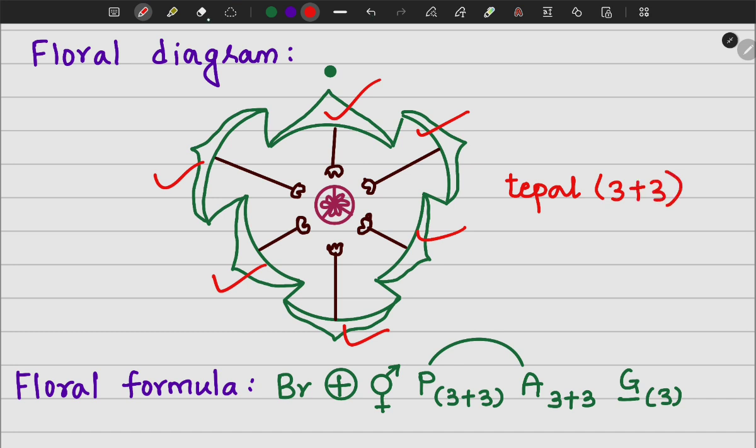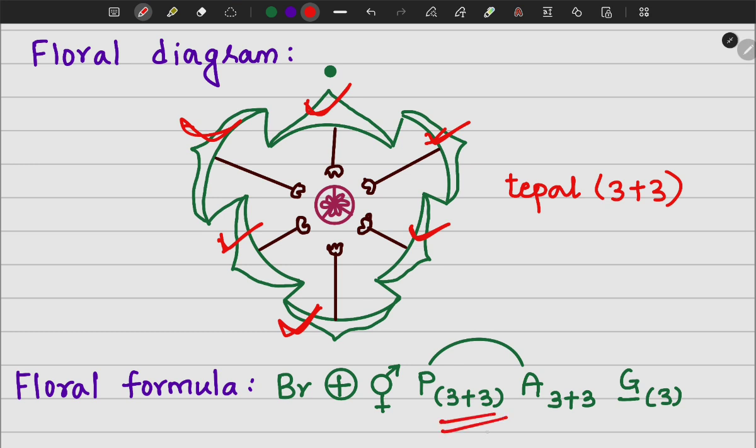So here you can see in the diagram these 3 tepals, 1, 2 and 3, they are arranged slightly towards the outer side, forming an outer whorl, and the 3 towards the inner whorl, right? So this arrangement is 3 plus 3 and they are fused together. So in the floral formula we will write the bracket when we write about the perianth.